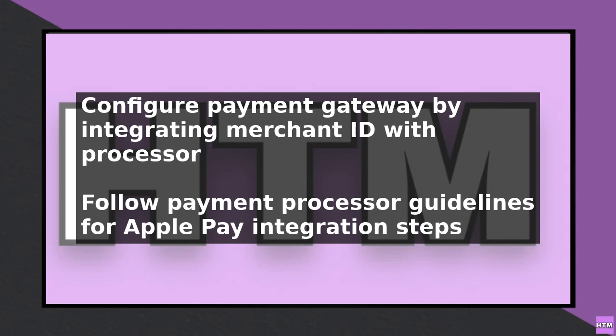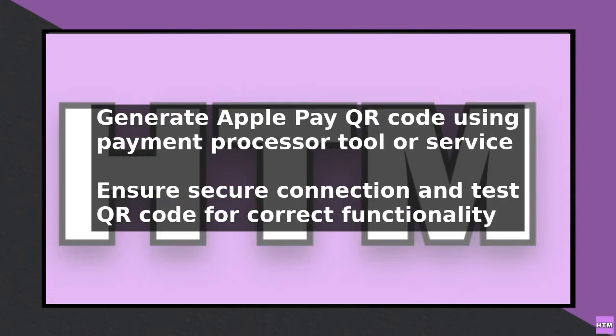Best practices for creating an Apple Pay QR code include using a secure connection, testing the QR code to ensure it works correctly, and displaying the QR code prominently at your point of sale. By following these steps and best practices, you can create an Apple Pay QR code that provides a convenient and secure payment option for your customers.